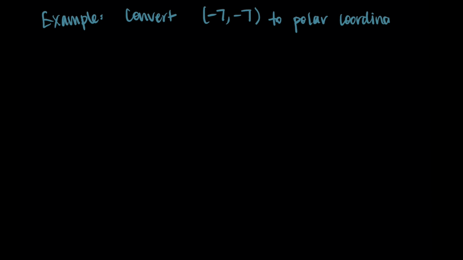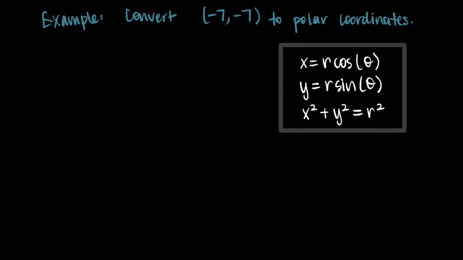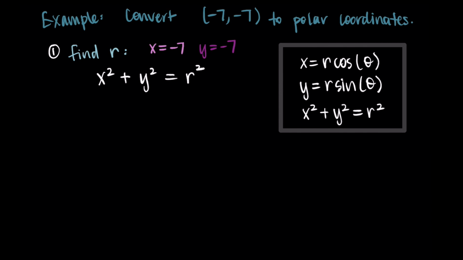Okay, let's try this on another example. So let's convert the point (-7, -7) to polar coordinates. So we'll start with my formulas again, and the first thing we're going to do is find r. So I know from my point that my x is -7 and my y is also -7. So I'll plug them into the equation x squared plus y squared equals r squared.